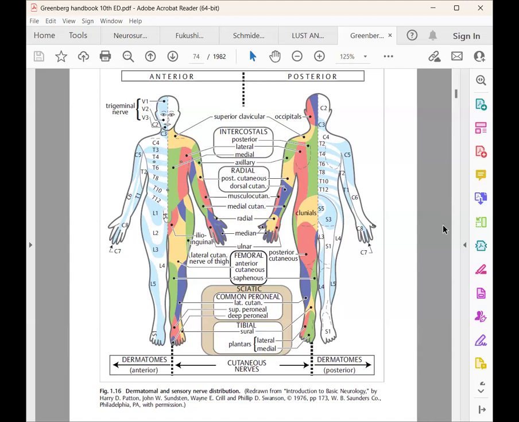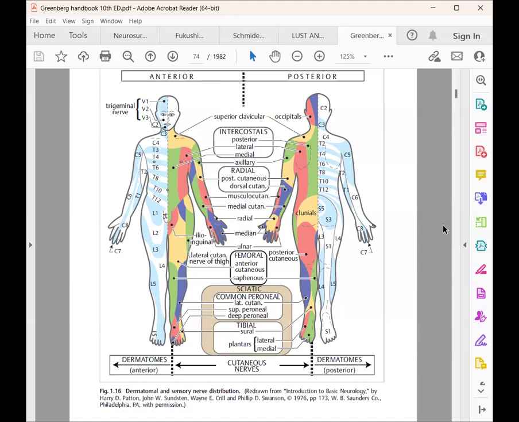Then we will again come to the body, the trunk. From T3, it will start. T4, we know, is at the level of the nipple. T10, we know, is the level of the umbilicus. L1, we know, is the level of the inguinal ligament. Okay. So L1, L2, then again L3 is the level of the knee joint.